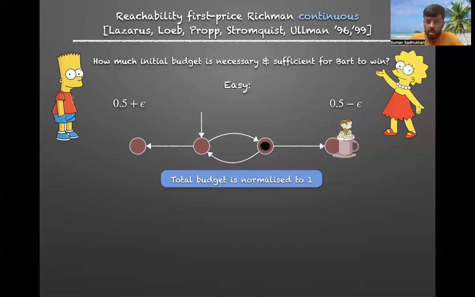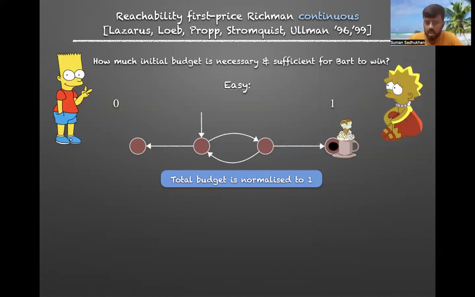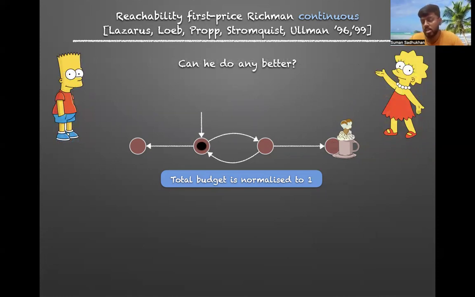Now the new budgets for Bart and Lisa are 0.5 plus epsilon and 0.5 minus epsilon respectively, and there Bart bids 0.5 plus epsilon again, because Lisa cannot match this bid. Bart wins the bid and moves the token to his target vertex. So Bart wins the game. We saw here that if we give Bart a budget more than 3/4, he can easily win this game. But the question was, can he do better?